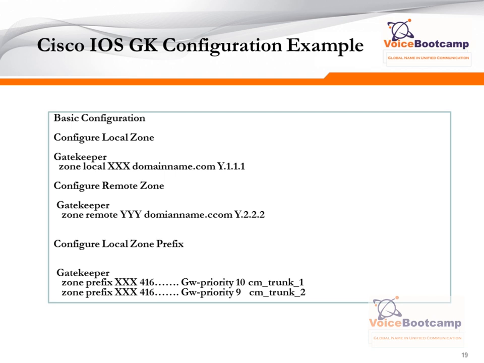Now, to define a zone prefix or static routing, you can type zone prefix followed by the zone name, and then the phone number 416 followed by 7 dots or 8 dots, for example. Here I am sending calls to Call Manager: any call starting with 416 goes to the CCM trunk 1 with a gateway priority of 10. So 10 is the highest priority, 9 is the next priority.